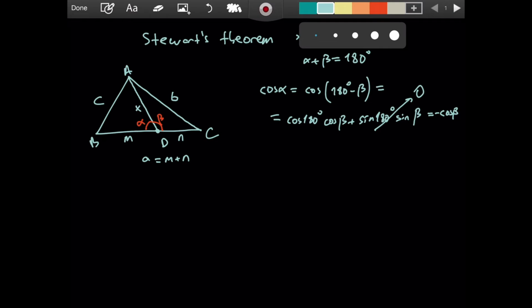So yes. And how can we get expressions involving cosine of alpha and cosine of beta? We can use the law of cosines. Now, what does the law of cosines state?